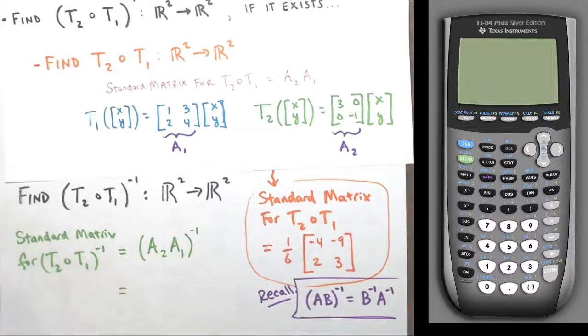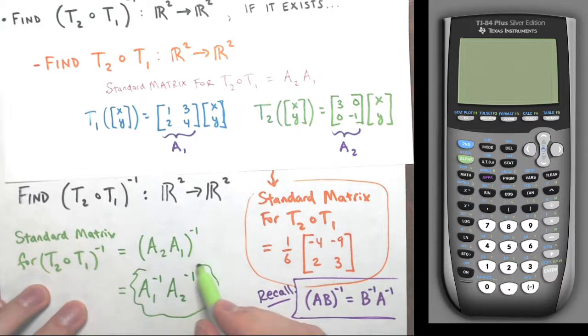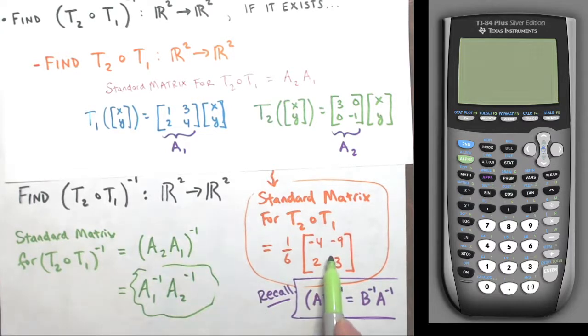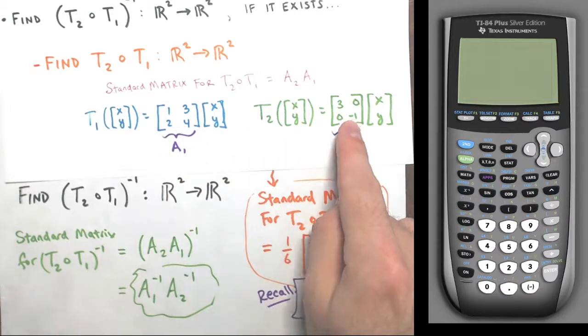So that's what we're going to do here. The inverse of A2 times A1 is A1 inverse times A2 inverse. Let me do this on the next page and see if we come up with the same thing I got here. So what was A1? A1 was this guy, A2 was this guy here.